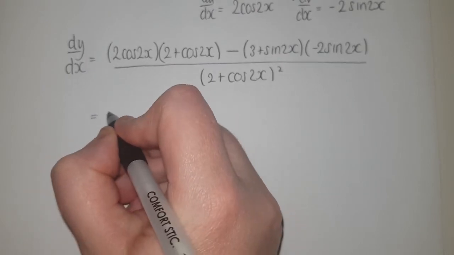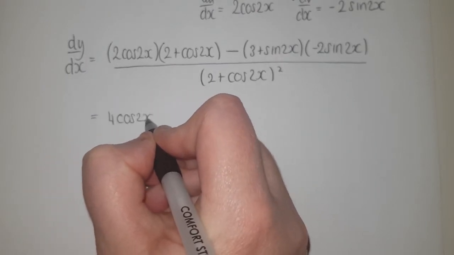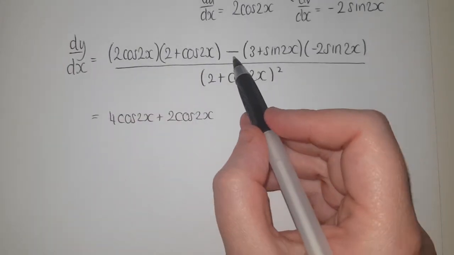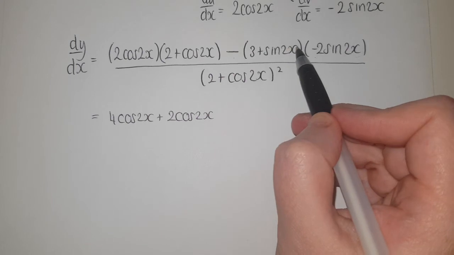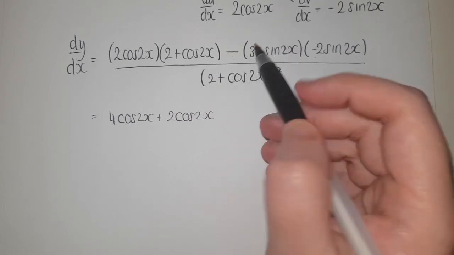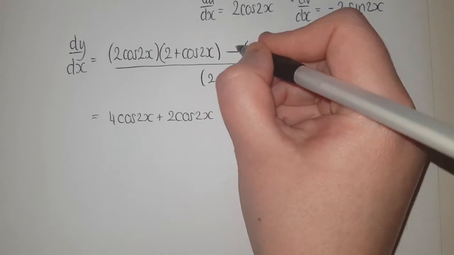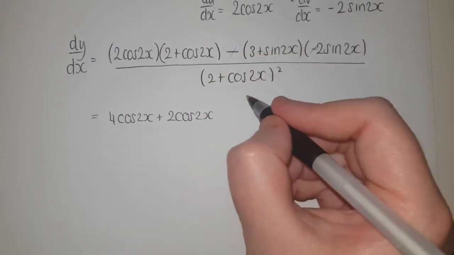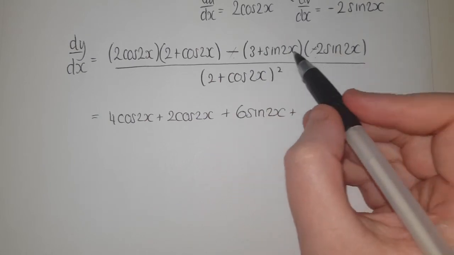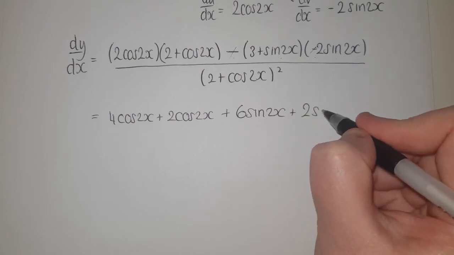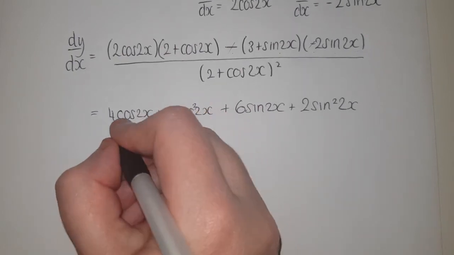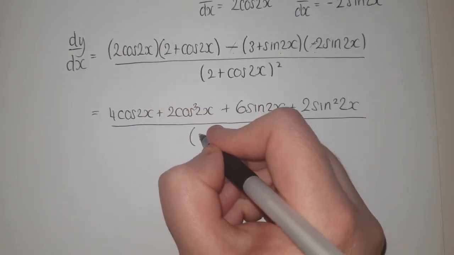So on the top, I'd get 4 cos 2x plus 2 cos squared 2x from these first two brackets. This one, because I'm multiplying this bracket by everything inside here, means everything inside here is going to become negative, and then the minus outside is going to make it positive. So basically that minus and that minus cancel each other out. So 3 times 2 sine 2x is 6 sine 2x. And then sine 2x times 2 sine 2x is 2 sine squared 2x. And I missed the squared off there, didn't I? Okay, all over, and the bottom stays as it is.